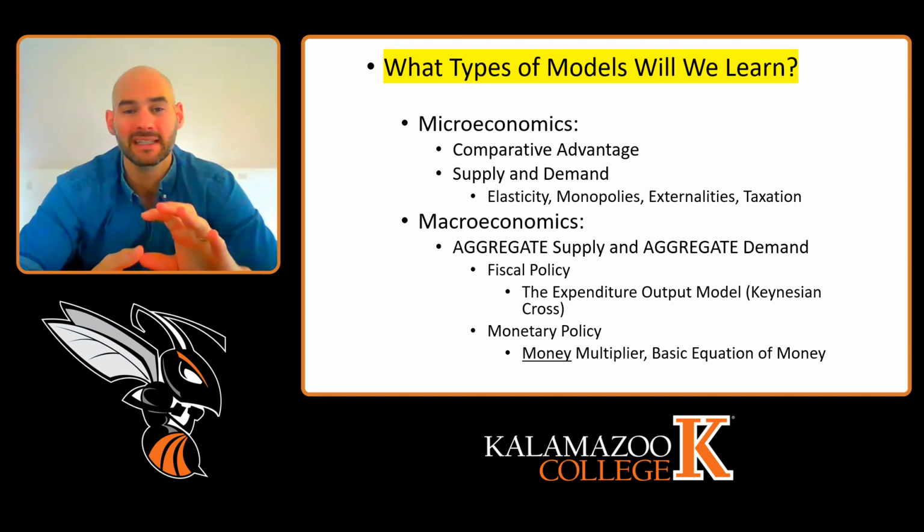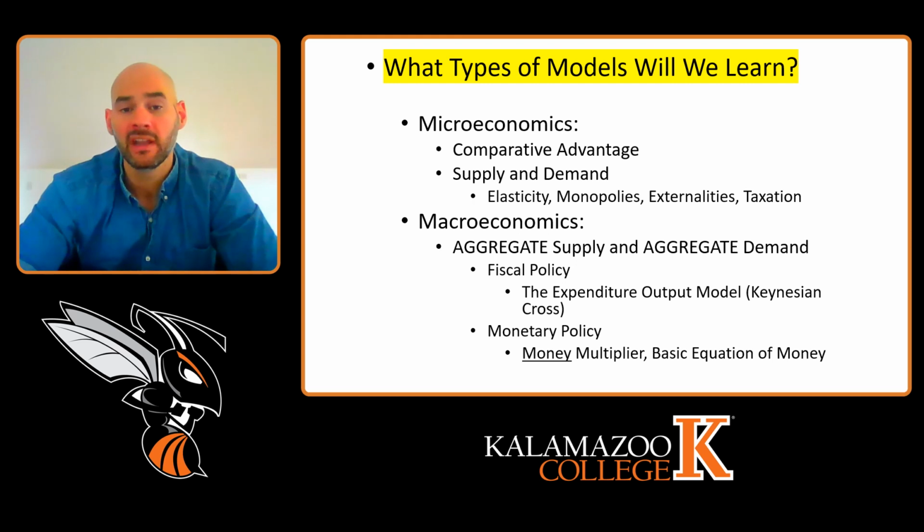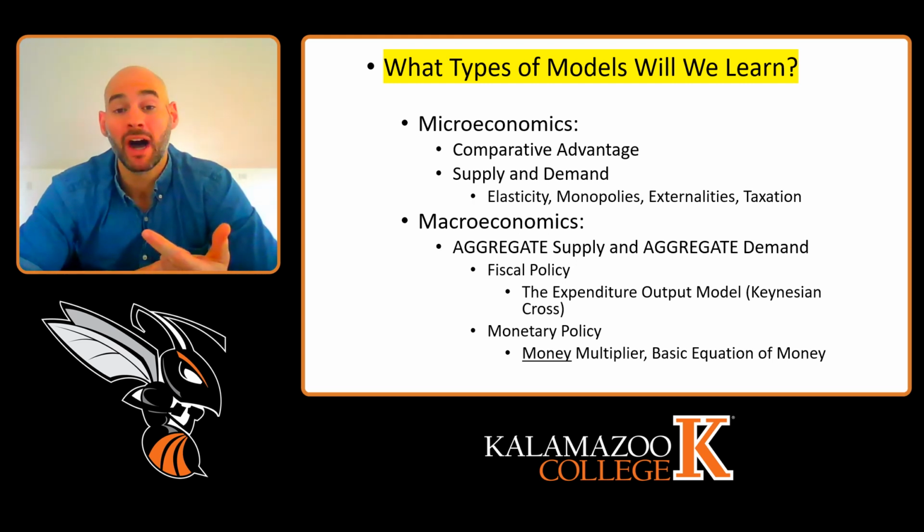So as promised at the beginning of this video, this is the list, as exhaustive and extensive as I can create it at this point in time, of the types of models which we will be learning in this class. So we're going to learn two primary microeconomics models. Those are going to be the model of comparative advantage and the supply and demand model.